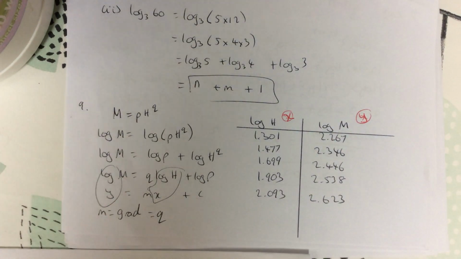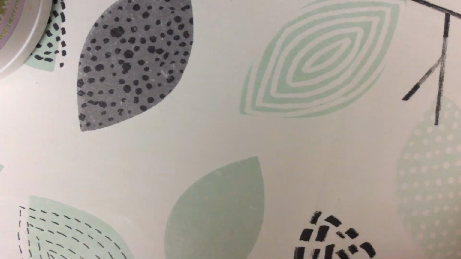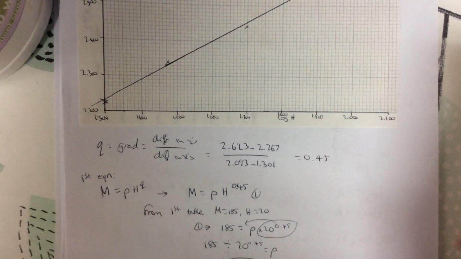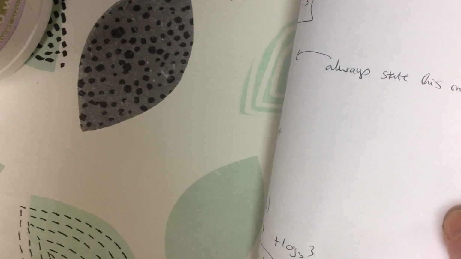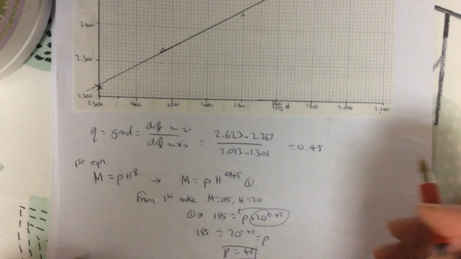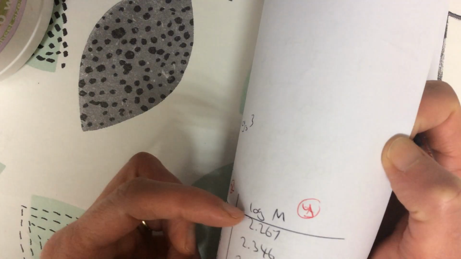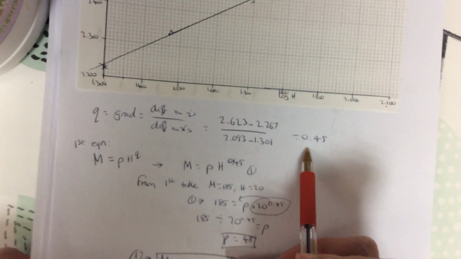So you find your gradient. Just looking here, yeah, this is okay. So log h's are your x's, and log m's are your y's, so that's all okay. You find your gradient, difference in y's over difference in x's. Remember, I tend to use the first and last points of the table for those. Okay, we've got your gradient.